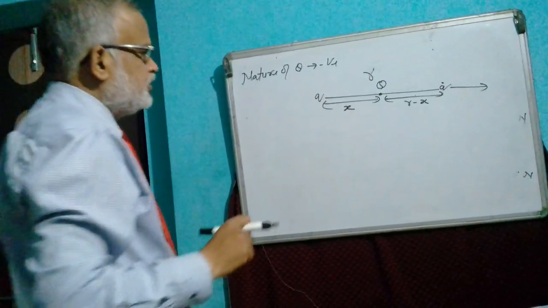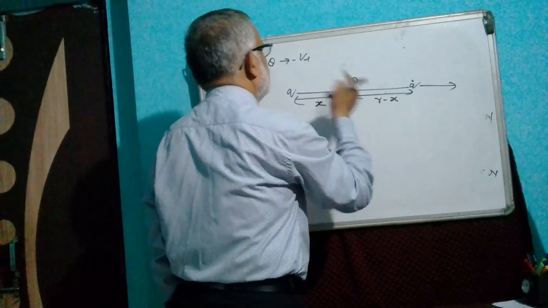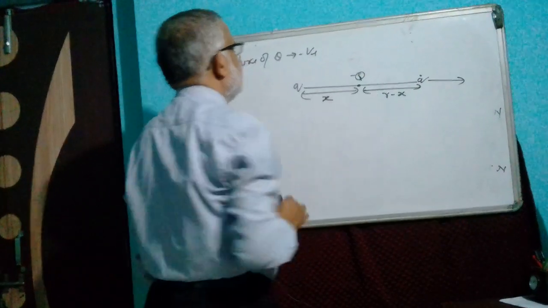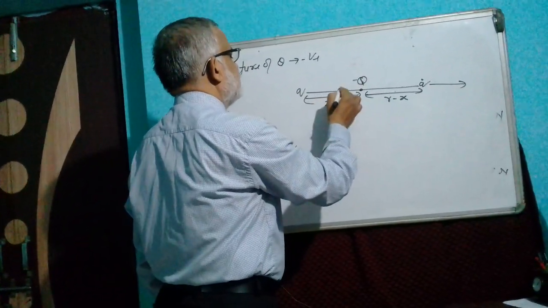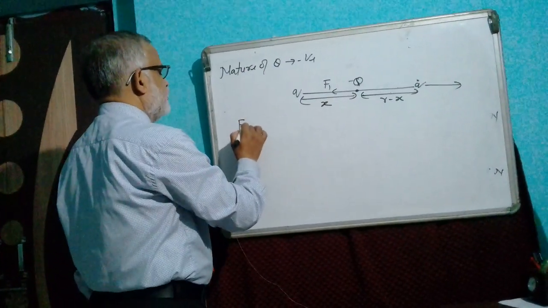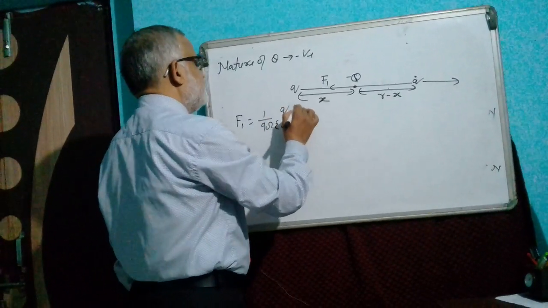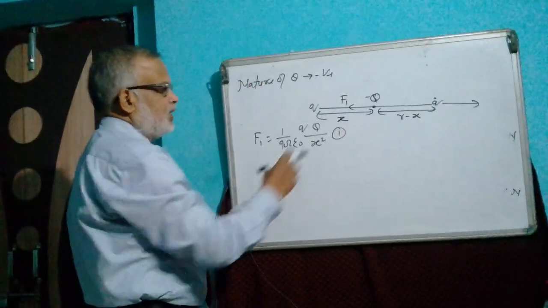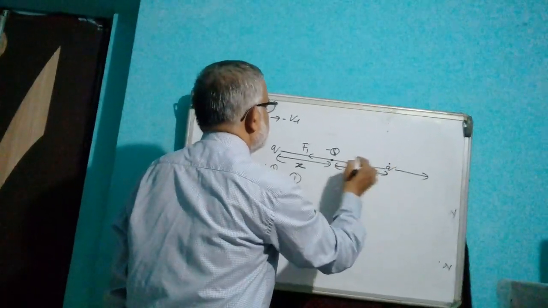To find the position, we find the force on capital Q first. Since q is negative, the force applied by q on capital Q is in this direction, F1 equals 1 upon 4 pi epsilon naught Qq upon x square. The force applied by this other Q on Q is F2.